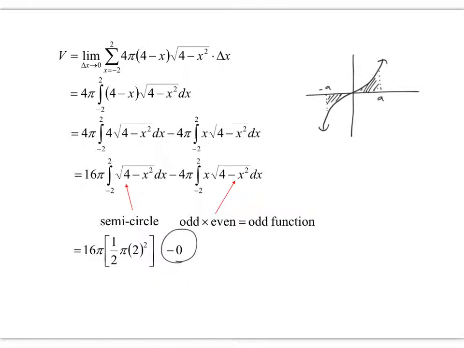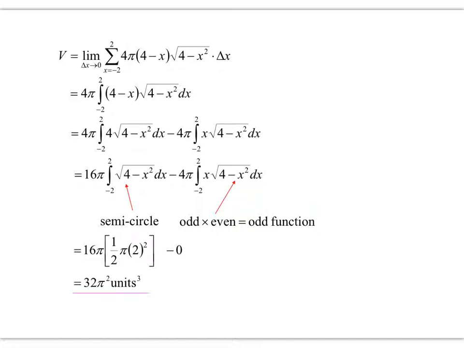So rather than doing the integration, remember you can use integration by subbing in an appropriate substitute, but using our knowledge of odds and evens, you can look at that quite nicely. And then simplify the semicircle component, and then we end up getting 32 pi r squared cubic units for that volume.